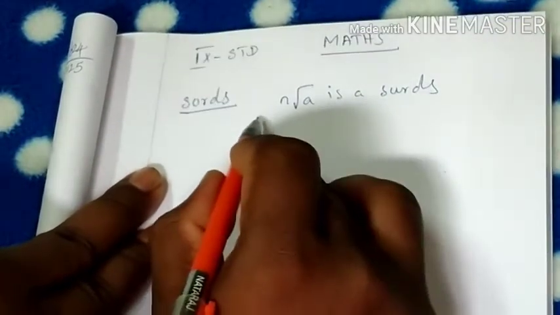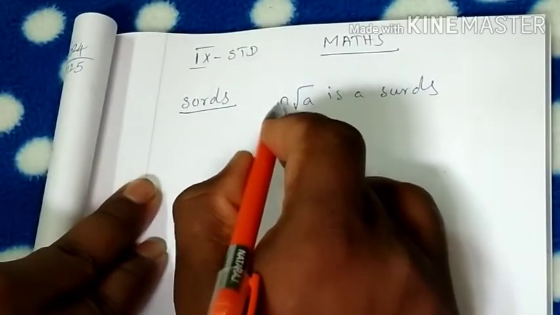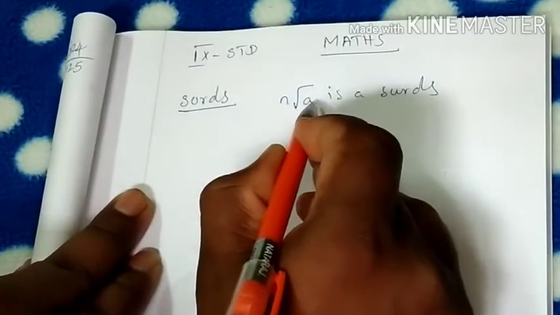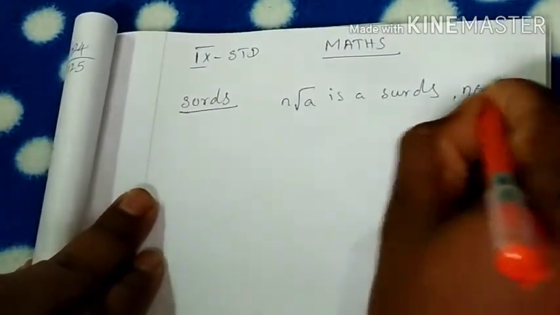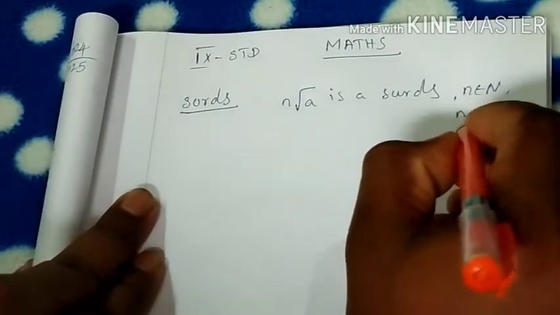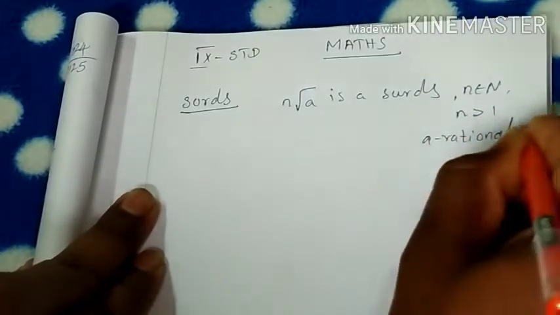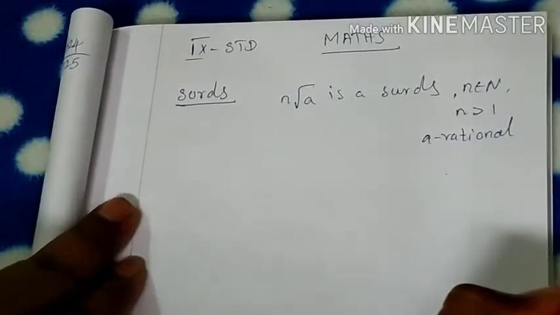The definition: a set is an irrational root of a rational number. Here n is a natural number, n belongs to capital N and n is greater than 1, and a is a rational number. Okay, this is the definition of sets.